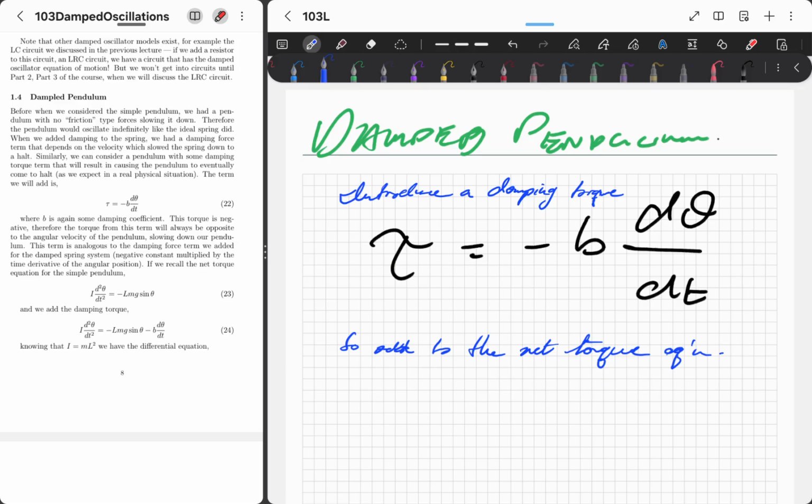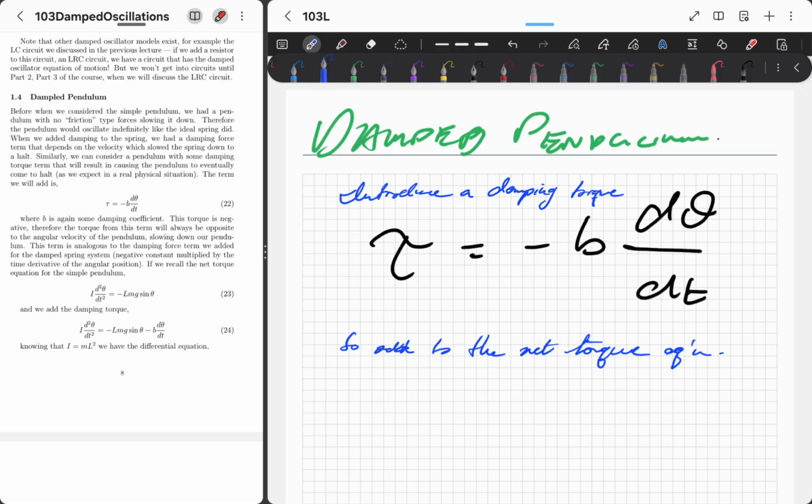So what does that look like? Well, for Newton's second law for rotation, we had that equation up there in equation 19, last class. This class, we add the damping torque. All we do is add that contribution to our net torque equation. Right, so we just add the damping torque term, and then we have an equation of motion for the damped pendulum.